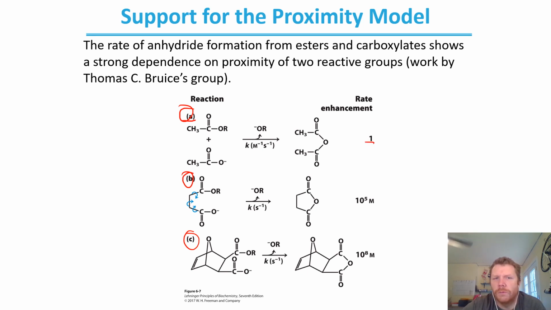When these groups were on separate molecules altogether, they had a reaction rate of, let's just call it 1, compared to model B, where these groups are close to one another. However, they do have some flexibility because we've got our carbonyl carbon, our other carbonyl carbon, and then the oxygen and oxygen of our esters there. These two carbonyl carbons are separated by 2 carbons, okay? Each one of those bonds has some flexibility to it.